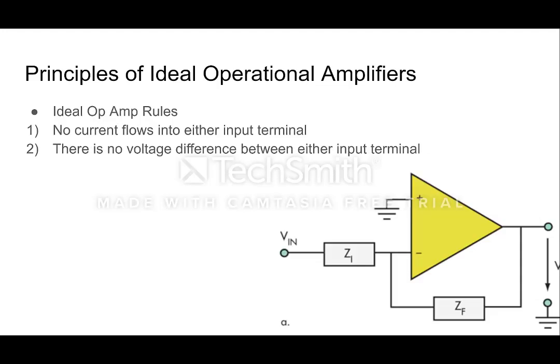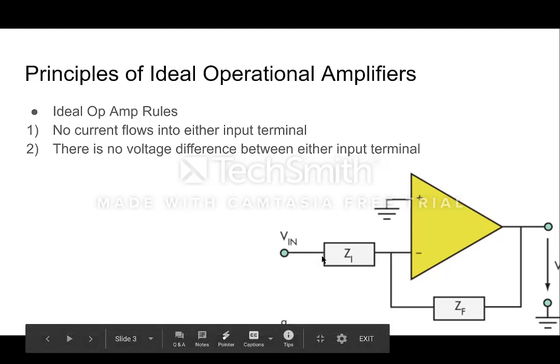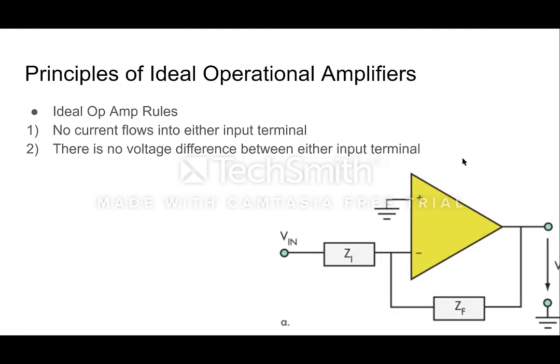So some principles of ideal operational amplifiers are that there are two main rules that we follow. The first rule is that no current flows into either input terminal. So no current flows into the terminal here or into the terminal here. And the other rule that we use is that there is no voltage difference between either input terminal. So the voltage here and the voltage here are equal.